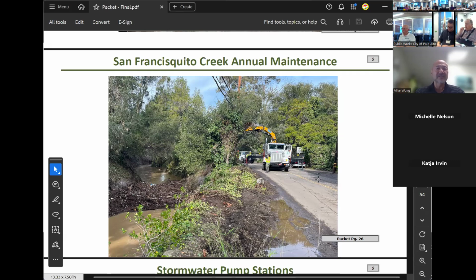So we're only taking out what we're allowed to take out as defined by the group, particularly the JPA. They're really tightening up, it's getting so restrictive. In order to do any work in the creek, you need permits. It has to be approved. So that's done once a year, and this year we didn't have a lot to clean out in terms of debris or vegetation. Next slide.